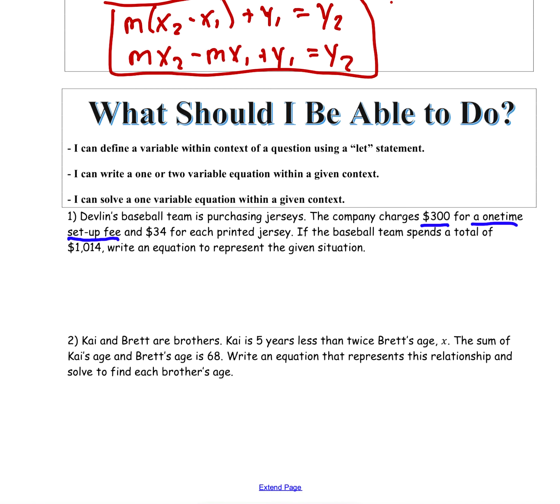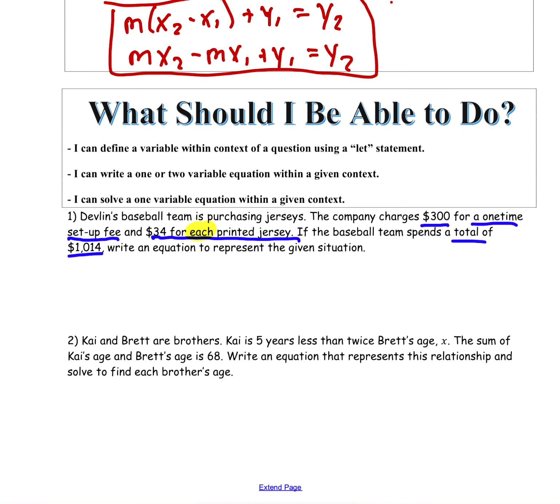And $34 for each jersey. That for each is crucial, because when you see that for each, that means that's going to be the rate of change. 34 is going to be the rate of change. If the baseball team spends a total of $1,014, write an equation to represent the given situation.